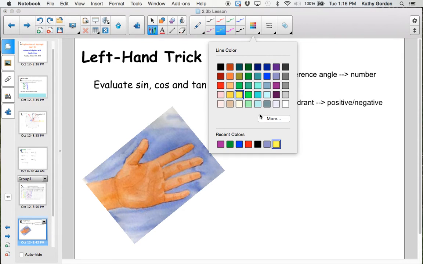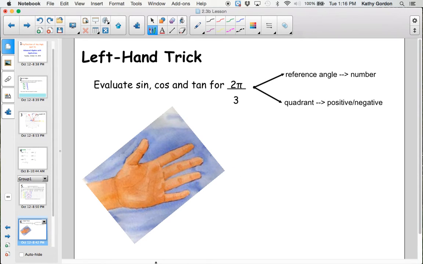If you imagine your left hand, you're going to imagine axes. And so your x-axis is going to be your little finger. Okay? And then up and down here, your thumb is going to be your y-axis. Which means this is a 0 angle, and this is a pi over 2 angle.